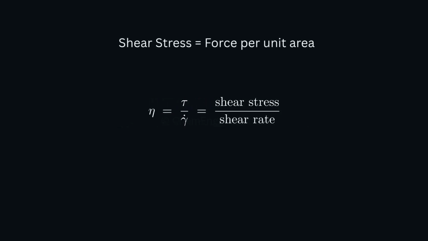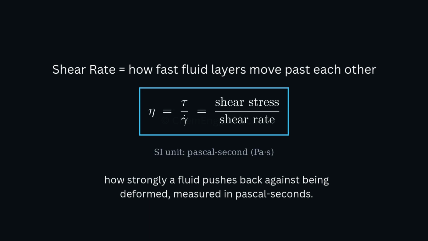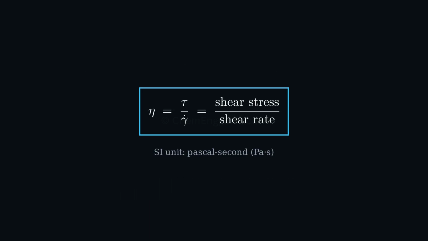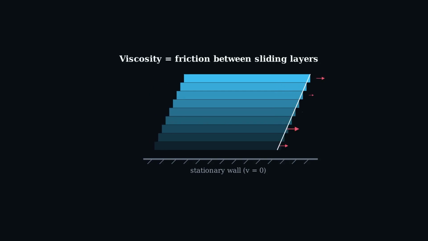Formally, viscosity is the ratio of shear stress to shear rate, how strongly a fluid pushes back against being deformed, measured in Pascal seconds. Think of a fluid as stacked layers sliding past each other. Viscosity is simply the friction between those sliding layers.